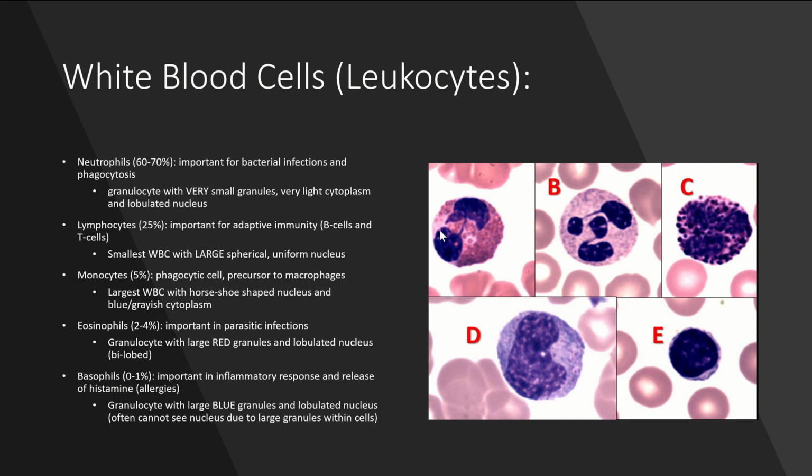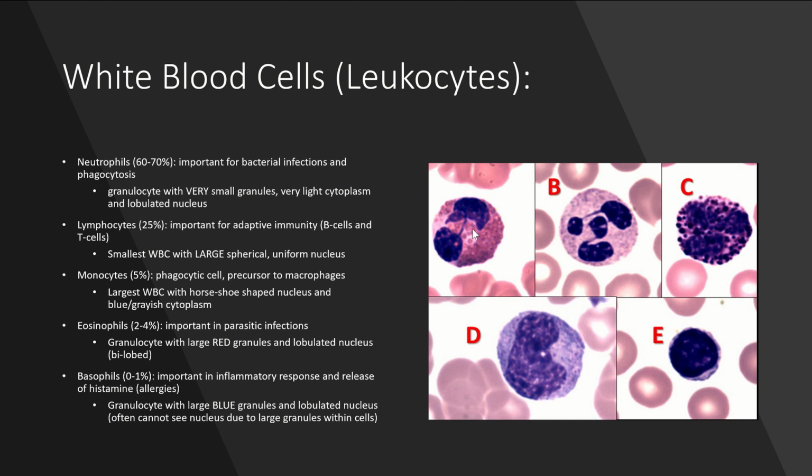They are also lobulated cells, so they have a lobulated, segmented nucleus. It looks like there's two nuclei in here, but you can see it's connected. That is a lobulated nucleus, and they are normally bilobed, meaning there are two big lobes. Neutrophils normally will have more than that. Eosinophils will normally have two.